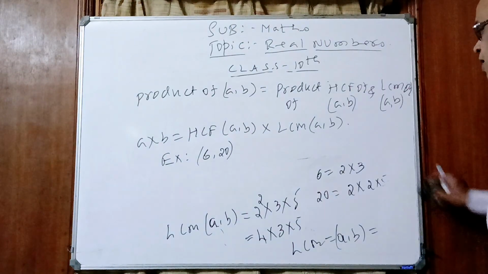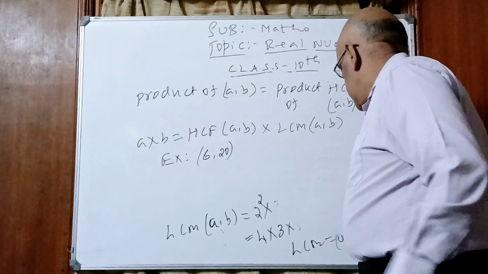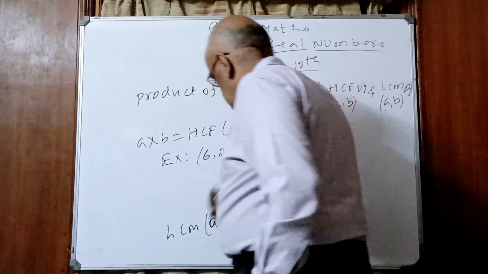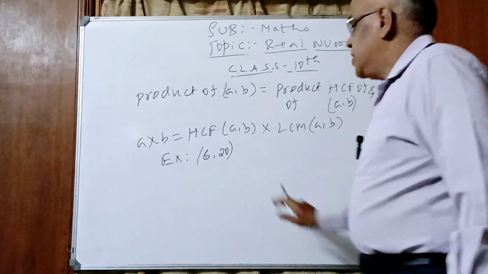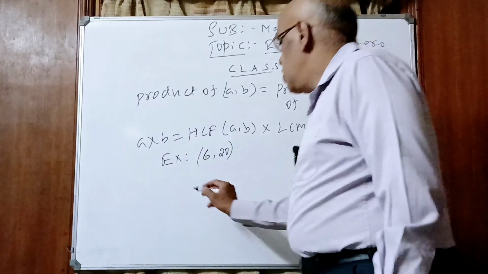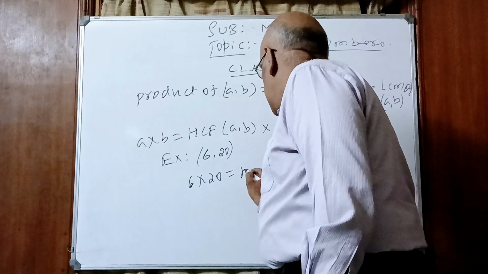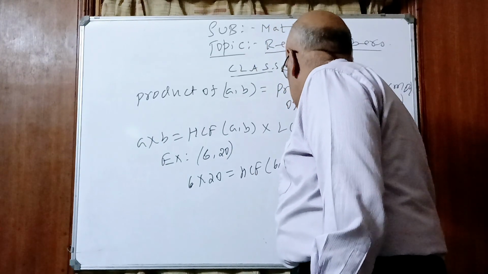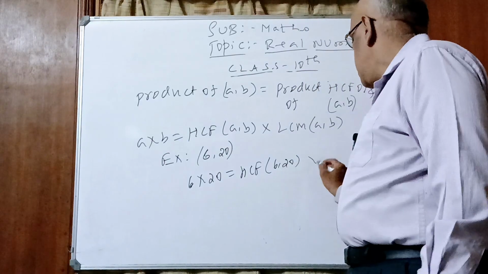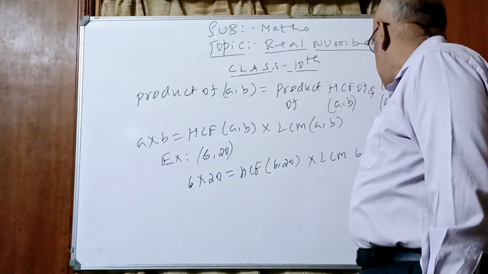6 comma 20. What is the LCM? Let's solve this, children. 6 comma 20. So 6 into 20 is equal to what? HCF of 6 comma 20 into LCM of 6 comma 20.